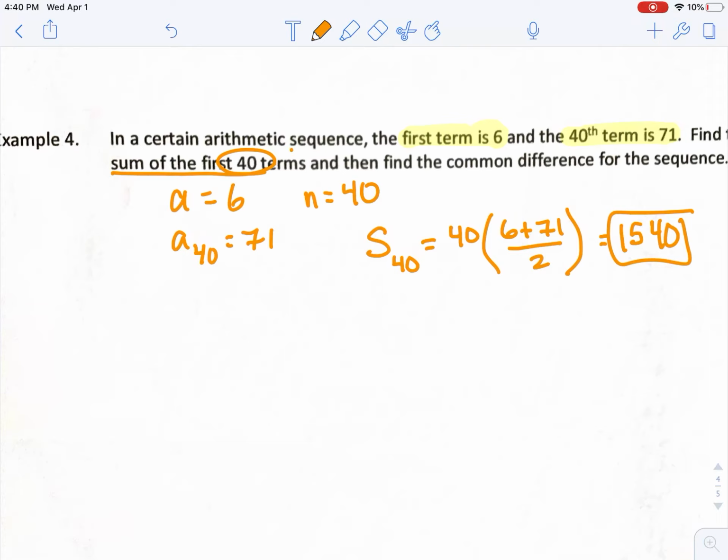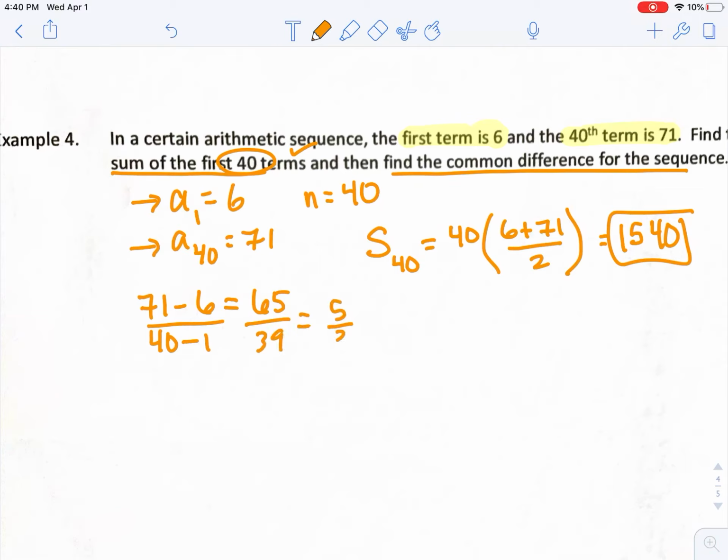And you're done. Now, that's the first part of what it asked. It asked the sum of the first 40 terms. Check. But now it wants you to find the common difference for the sequence. So you have a couple options. This is kind of like the problem we did in example 2, where you're given this information. To find the common difference, I could just do that slope idea, where I do the difference 71 minus 6 over 40 minus 1, because that's like A sub 1. So you could do it that way, and I think this reduces, what do you get, 65 over 39, and I believe that reduces. So this would be my common difference.